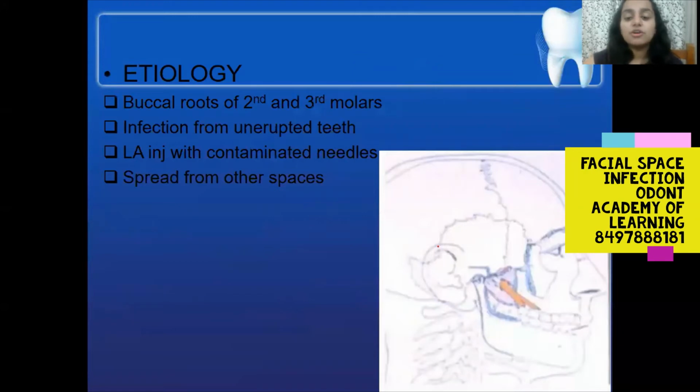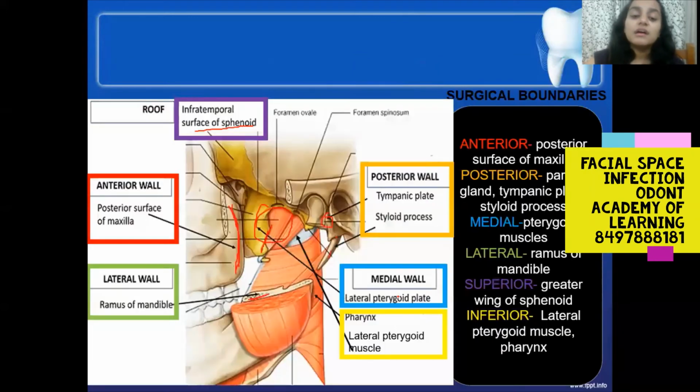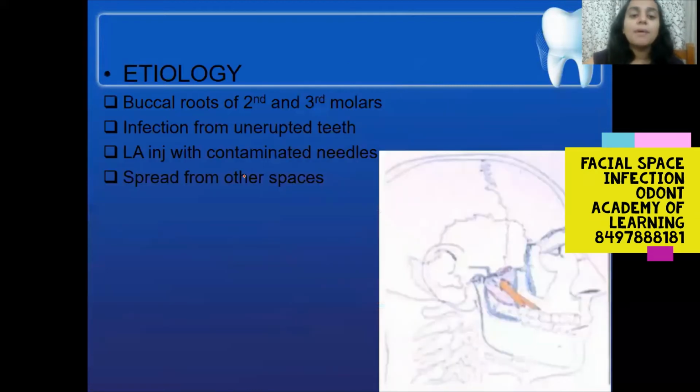Coming to the etiology, it is the second and third molars which usually cause the infection if odontogenic in nature. Apart from that, it can also be infection from an unerupted tooth. This can be either an odontoma or an impacted third molar in the maxillary region.